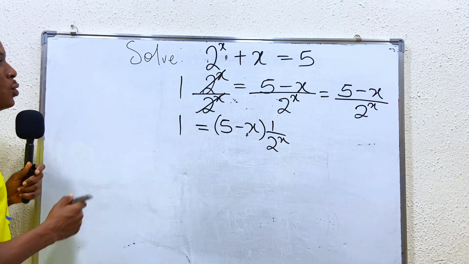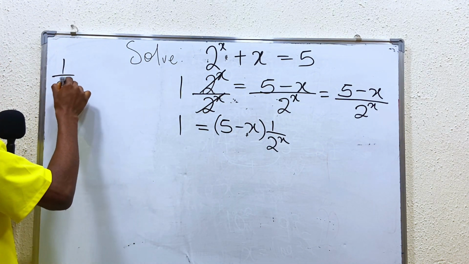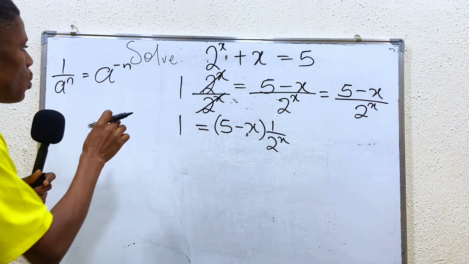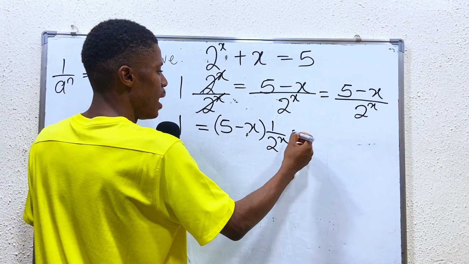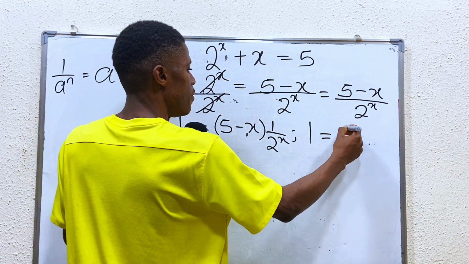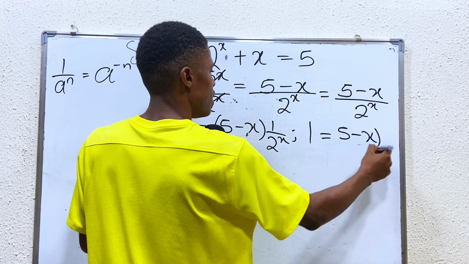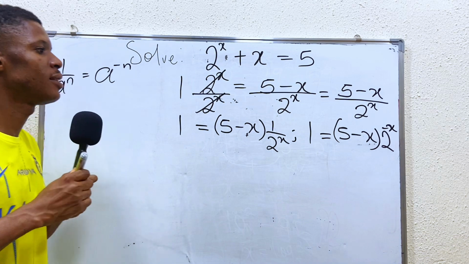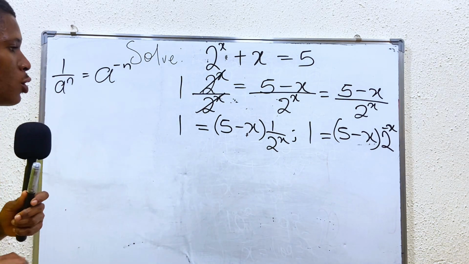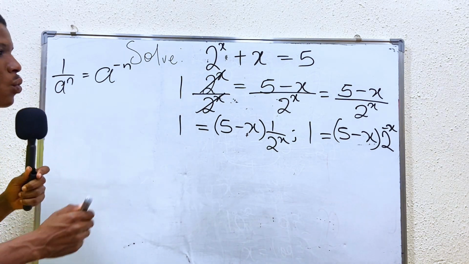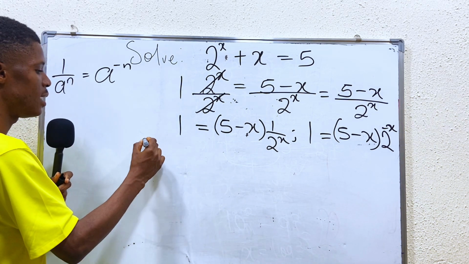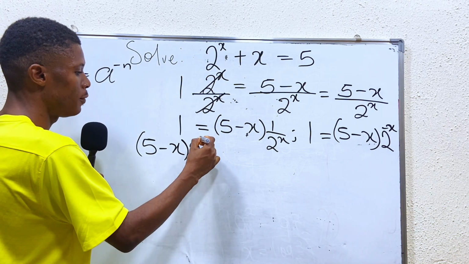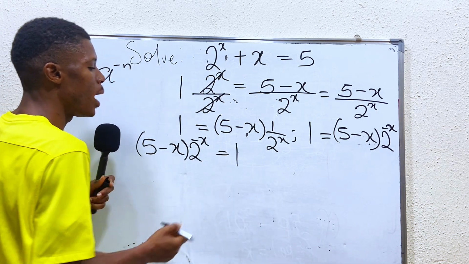In exponents, you know that whenever we have 1 over a to the power of n, it is the same thing as a to the power of minus n, right? So we are going to use this. This will now be seen as 1 is equal to 5 minus x into 2 to the power of minus x, right? So let's rearrange the equation. We can write the equation like this: 5 minus x into 2 to the power of negative x is equal to 1.